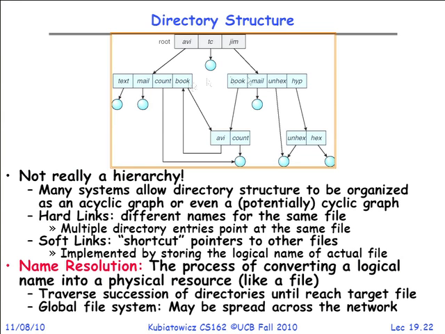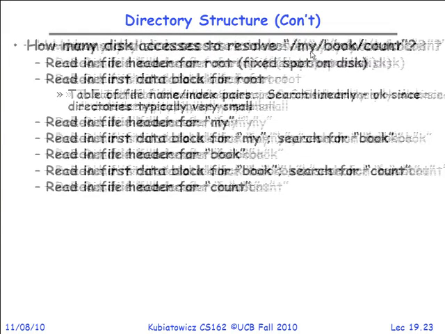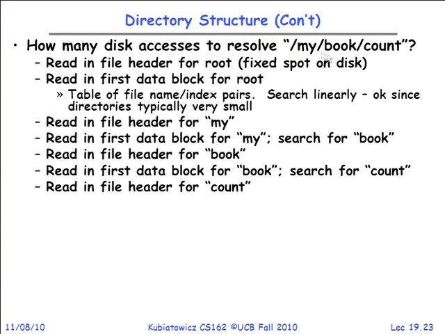OK. So a dumb example, but how many disk accesses to resolve /my/book/count? Well, first you read the file header for the root. That's a fixed spot in the disk. You read in the first data block for root. You start searching until you find /my. Then you read in the file header for my. You open up my. You read the first data block for my. Search for book. Read in the file header for book. First data block of book. Search for count. Finally, you read the file header for the file count, and you can actually open it, and you're good to go. So there's a lot of disk accesses.